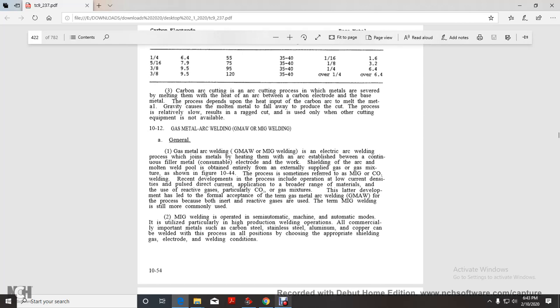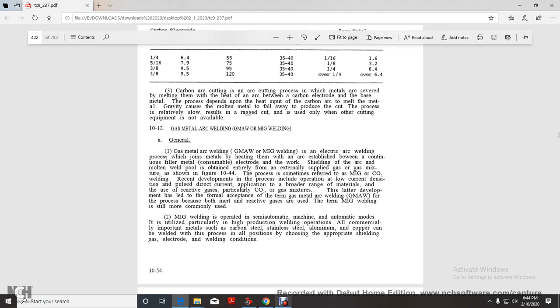Recent developments in the process include operation at low current density and pulsed direct current, application to a broad range of materials, and the use of reactive gases, particularly CO2, and gaseous mixtures. Later developments have led to formal acceptance of the term gas metal arc welding for the process, because both inert and reactive gases are used. The term MIG welding is still more commonly used.